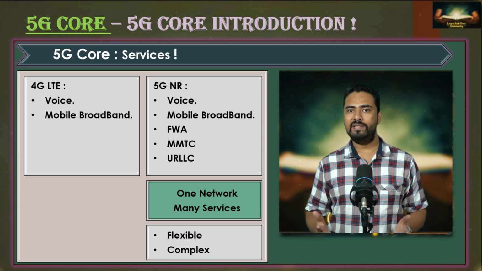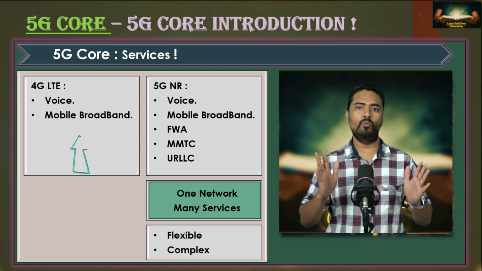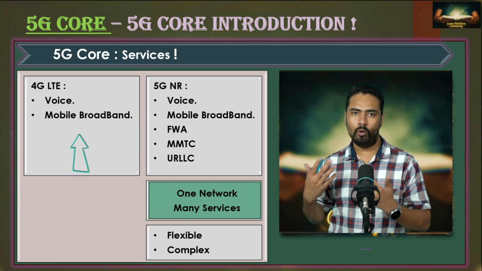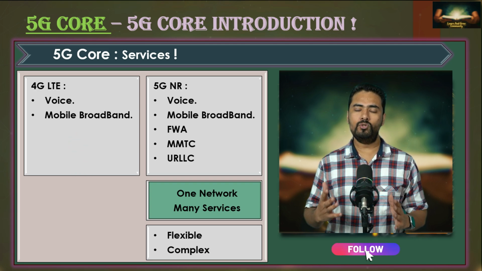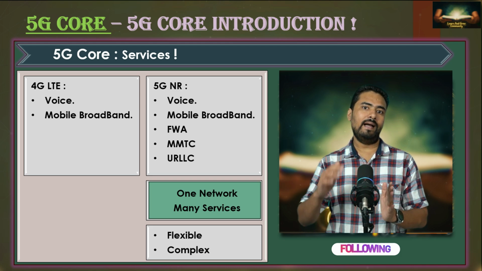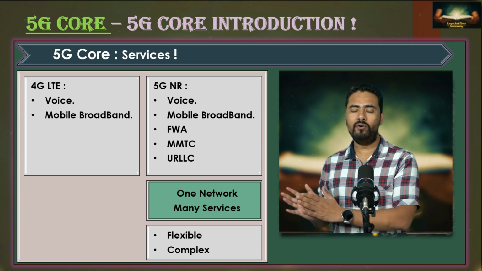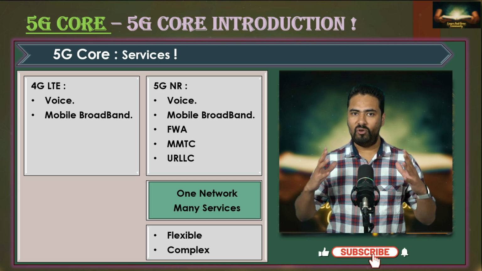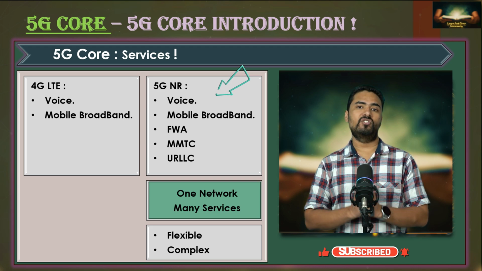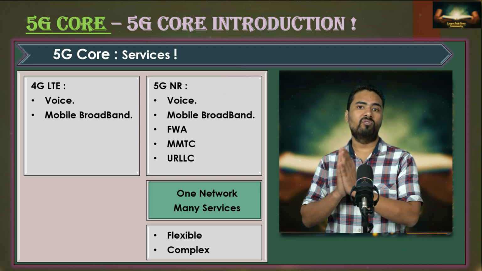Well, we all know that when LTE was first introduced, it focused on providing two main services. First is voice call and second is mobile broadband. LTE uses two types of connections to support these two services. Number one is guaranteed bitrate for voice, and number two is non-guaranteed bitrate for broadband services. But 5G is designed to handle a wide range of services, and each service has different needs and performance requirements, meaning different quality of service.